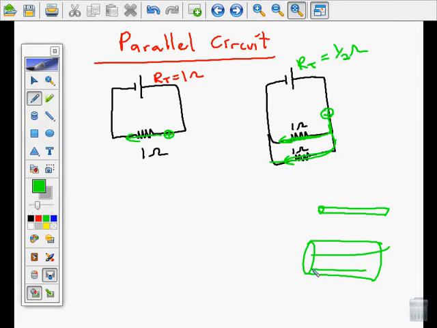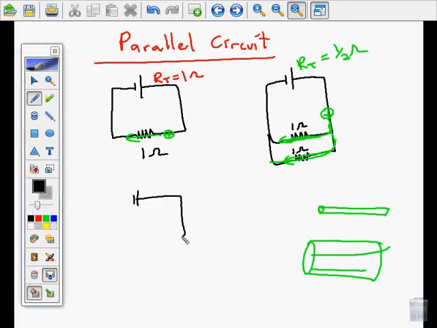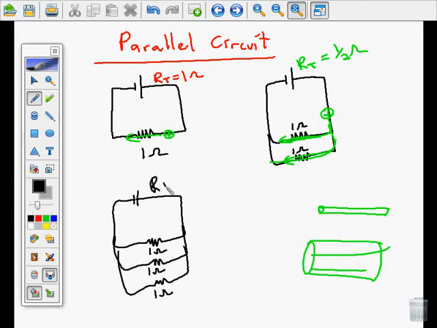Let me just finish up this scenario, then you can take your break. But what if you had 3 ways to go through? 1, 2, 3. If each of these was 1 ohm, what would be the total resistance now? It's like a 3-lane highway. There's 3 ways to get through. Right? 1/3. So the total resistance would equal 1/3 of an ohm. Take a break, come on back.